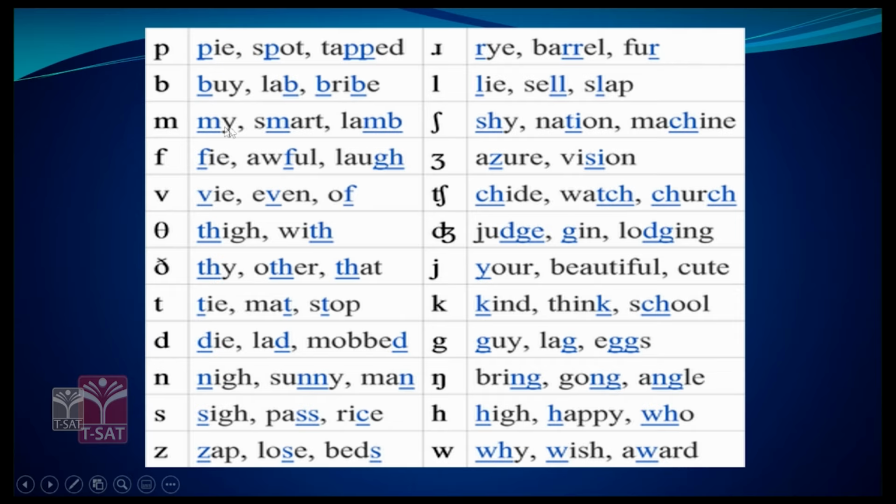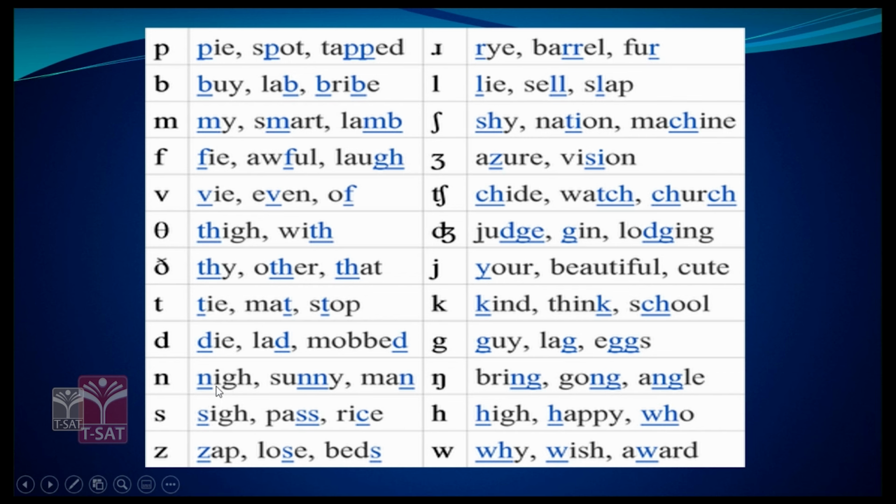M as in my, smart, and lamb. F as in fie, awful, and loaf. V as in vie, even, and of. Th as in thigh and with. The as in thy, other, that. T as in tie, mat, stop. And d as in die, lad, mobbed.